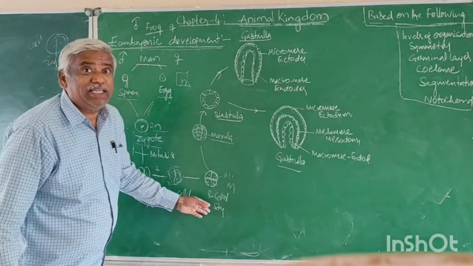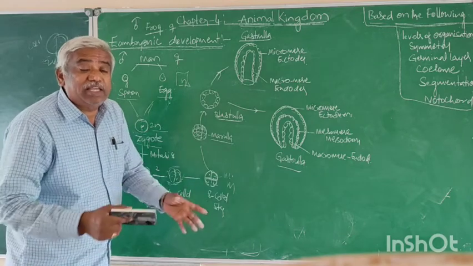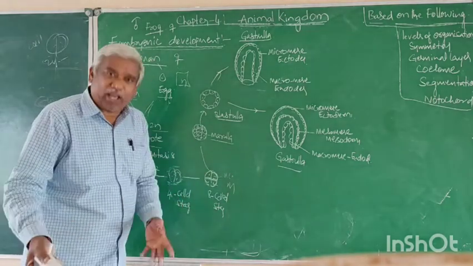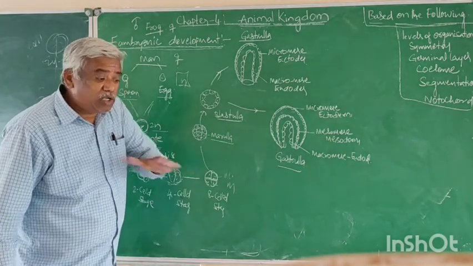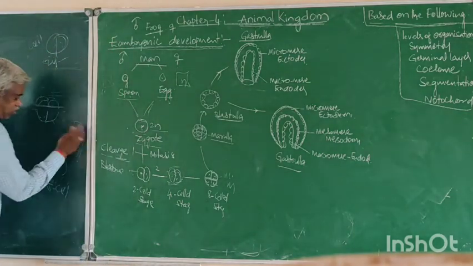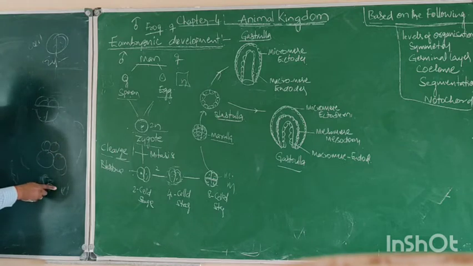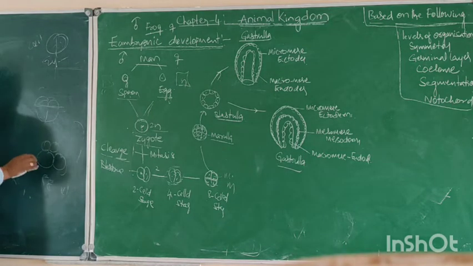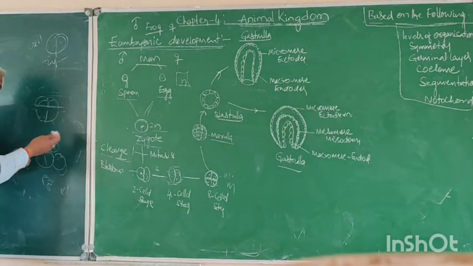The embryo is at the 8 cell state. All 8 cells are in different sizes: 4 are small, 4 are large, 4 are micromeres, 4 are macromeres. How many divisions? 3 divisions. The third division is transverse. This is the 8 cell stage, not 4 cell. Four cells rotate relative to the other four. After this, each and every cell divides independently.